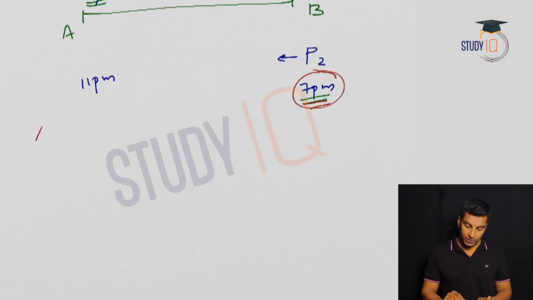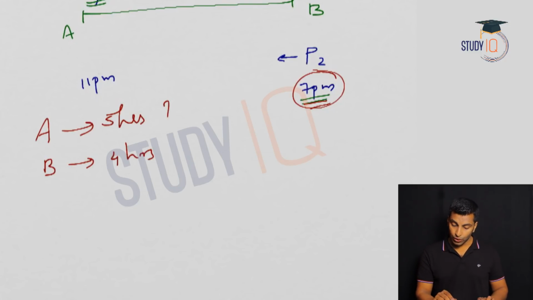So here, if you observe, A is taking how much time? A is taking 5 hours for the journey, B is taking 4 hours for the journey. So B is taking less time, that means B is having more speed. That is again common sense, okay?